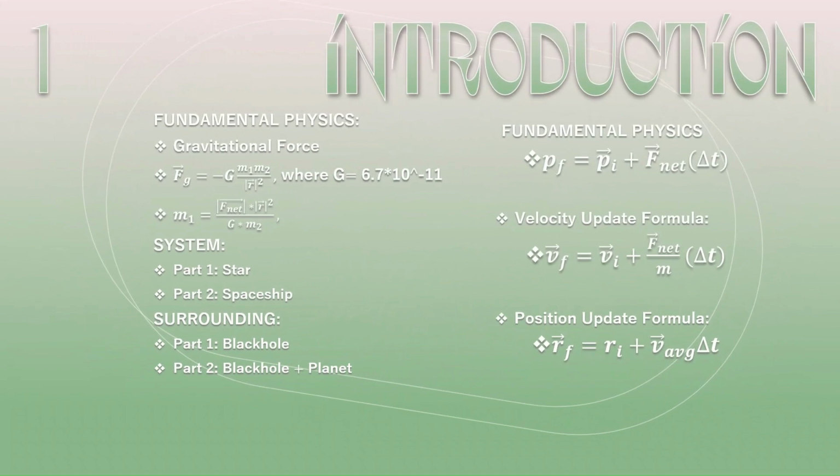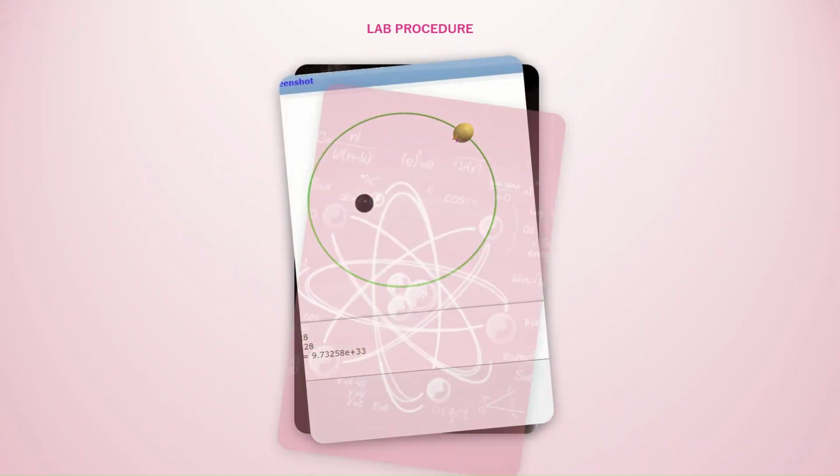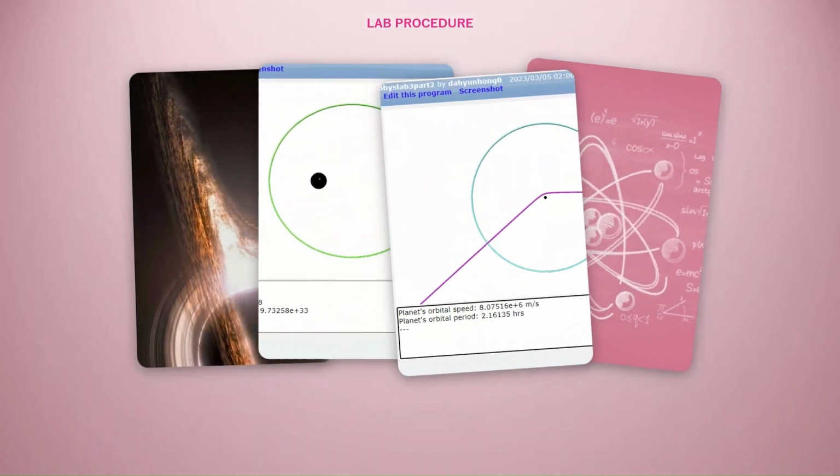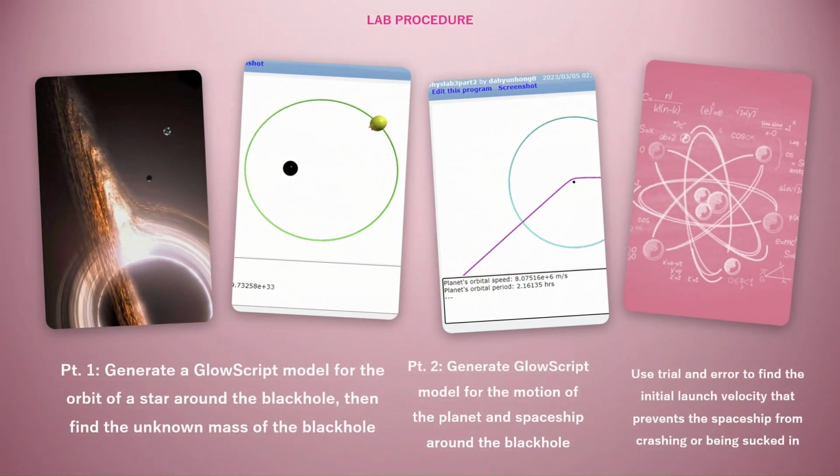In part 1, the system is the star and the surrounding is the black hole. In part 2, the system is the spaceship and the surrounding is the black hole plus the planet. In part 1, we will generate a model in GlowScript that models the orbit of the star around the black hole to find the unknown mass of the black hole. In part 2, we will generate a model in GlowScript that models the motion of the planet and the spaceship around the black hole to find the initial velocity that allows the spaceship to fly as close to the black hole as possible without crashing onto the planet or getting sucked in.